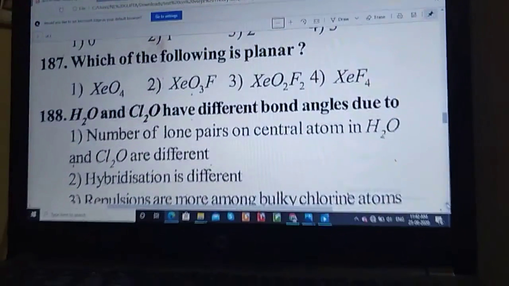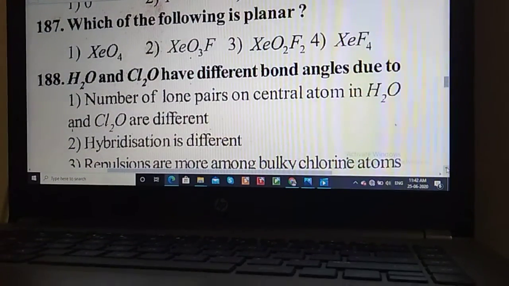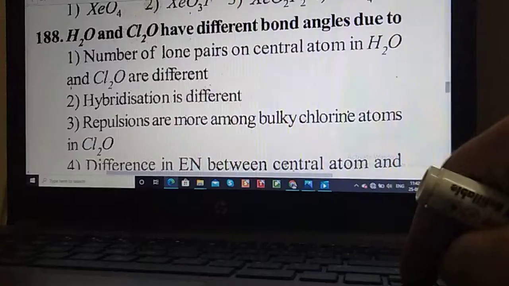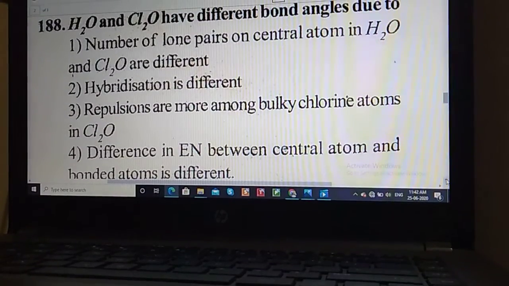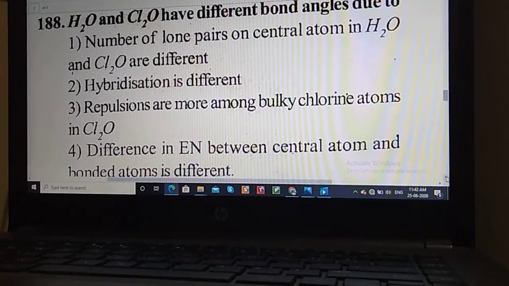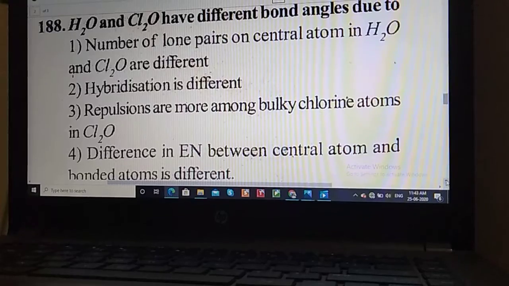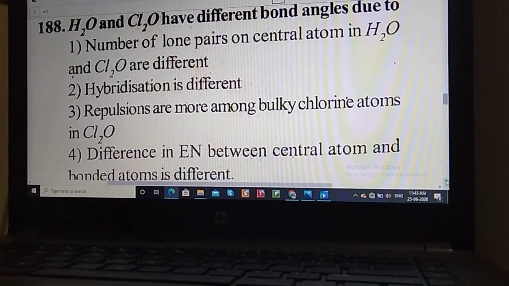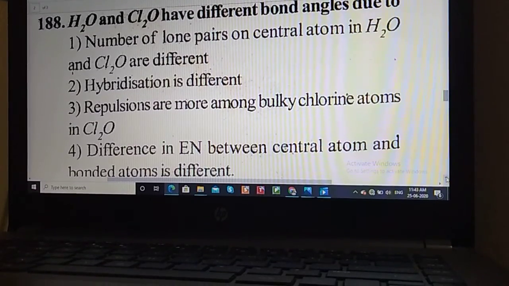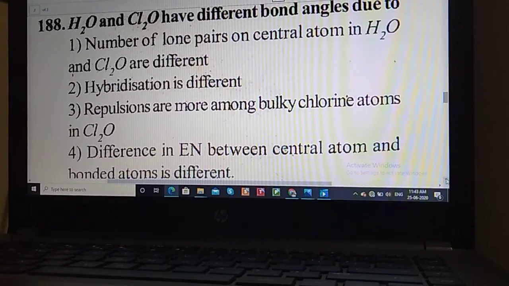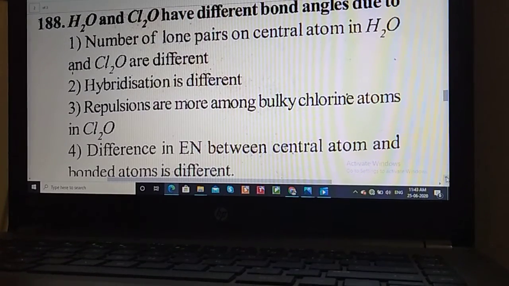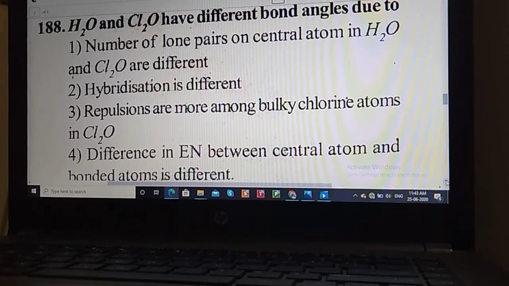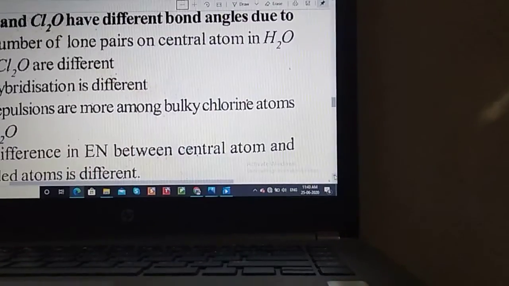Now let us move on, student. Question number 188. What are they saying, student? They are saying H2O and Cl2O have different bond angles. The number of lone pair electrons on the central atom is okay. If you draw the structure, student, what we will do: hybridization is different, repulsion is more among the bulky chlorine atoms. The correct option is option number 3, student. You can check on the board also.